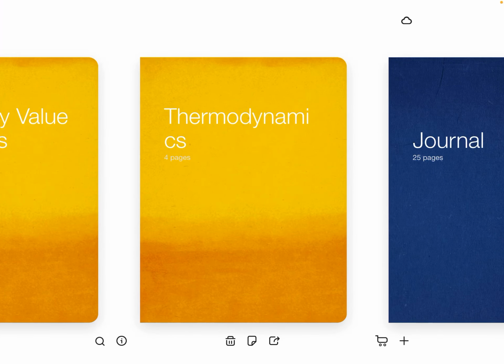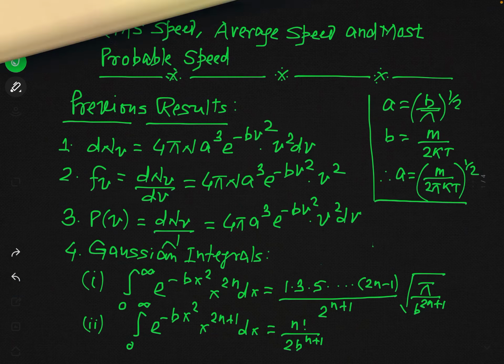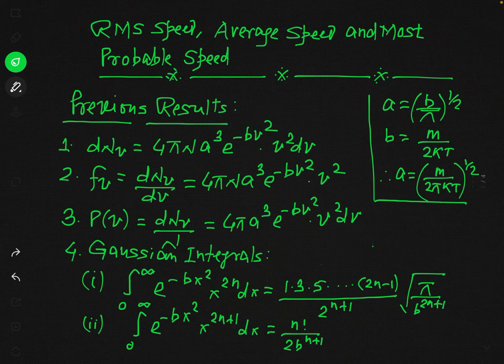In the last 4 lectures, we have completely explained Maxwell's distribution law for molecular speed of a perfect gas. Now, our today's lesson is to find the value of the RMS speed, average speed, and most probable speed. Actually, according to kinetic theory of gases, the speed of molecules varies from 0 to infinity.